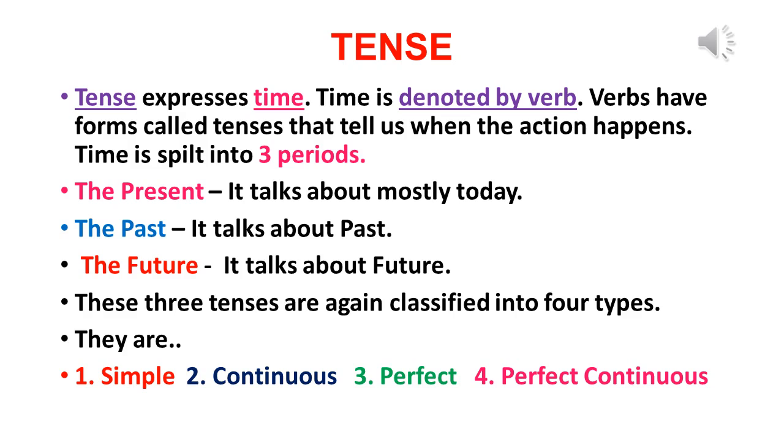These three tenses are again classified into four types. They are simple, continuous, perfect, and perfect continuous. Thus, we have a total of 12 tenses in English grammar. Tense tells us when the action happens in a sentence.